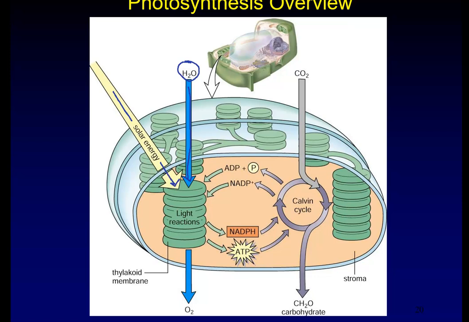When the electrons are excited, they get passed down the electron transport system. We know that water is being oxidized or split. So when water is oxidized or split, the product of that reaction is oxygen gas.